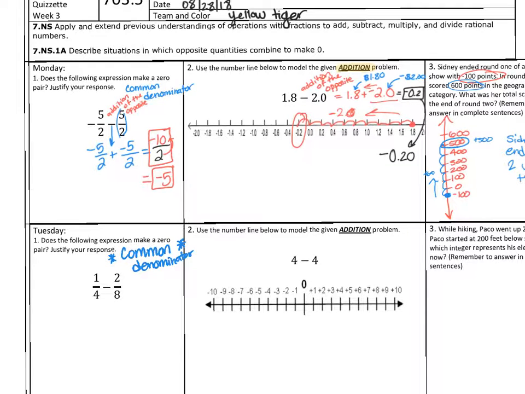They don't have the same denominator at the bottom, but you can multiply 1/4 by 2/2 to get you the denominator of 8.